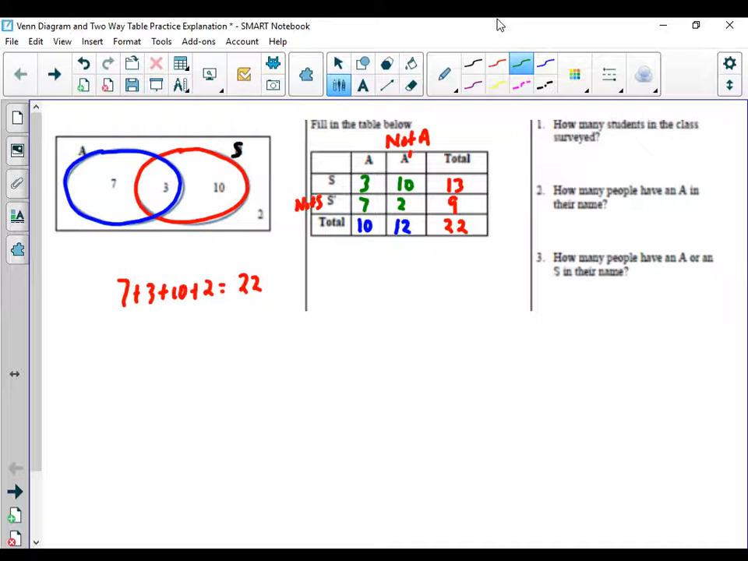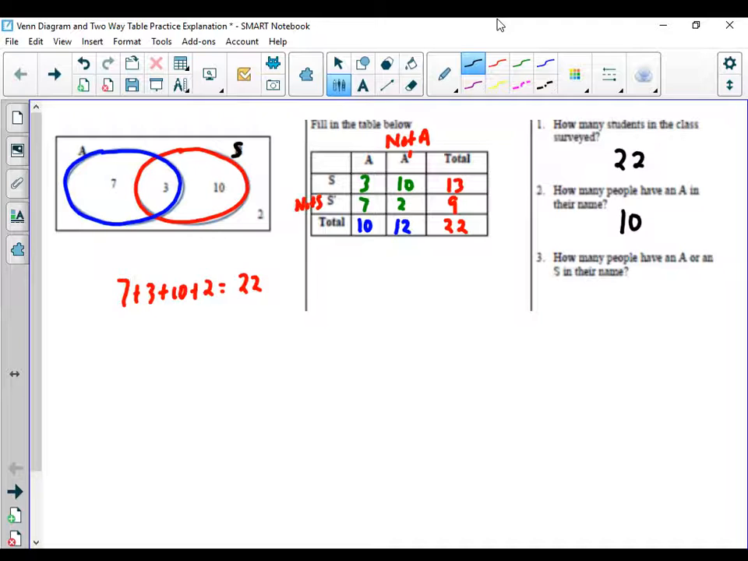Now we're going to see if we can answer the questions. The first question is, how many students in the class were surveyed? That was actually the first thing we figured out. That was the entire sample space. So there were 22 students that were surveyed. Number 2 wants to know how many people have an A in their name. I could go one of two places. I could look at the A circle, the blue circle, and that was 10. Or I could look at the A column, which had 3 and 7, which again gives me 10.